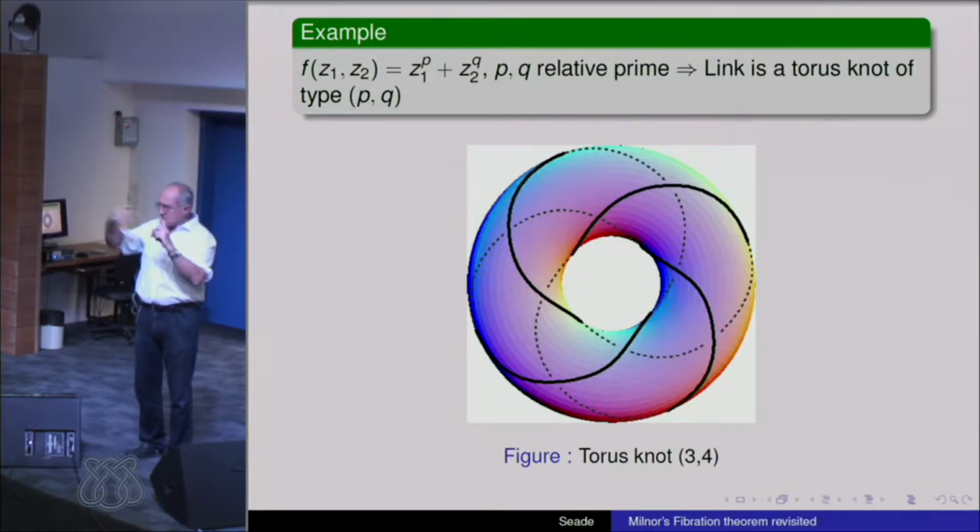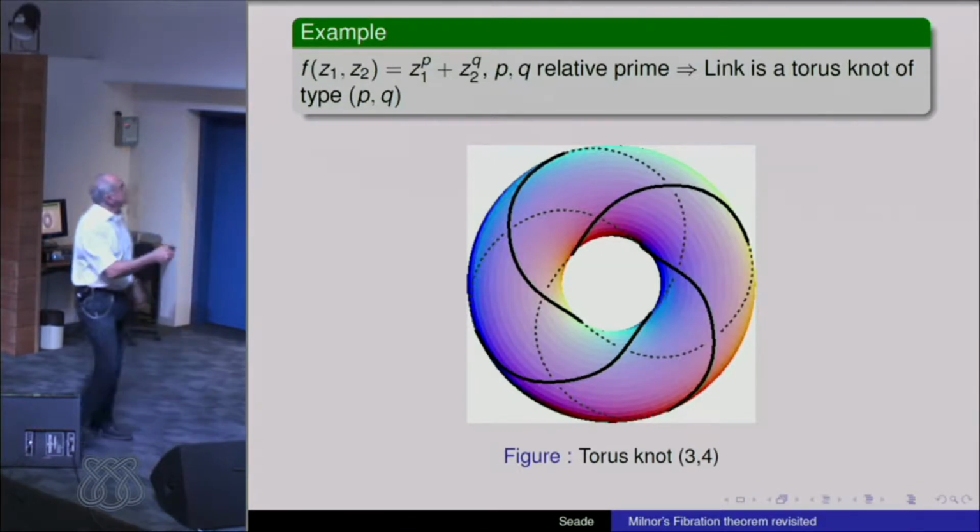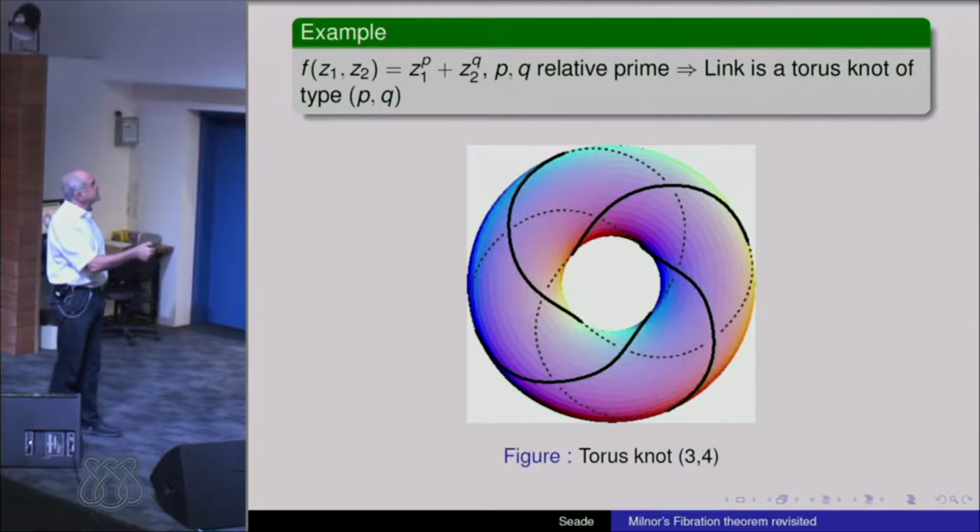If it goes P times and Q times, it's a torus knot of type PQ. Okay? And so it's an exercise to show that for these curves, the corresponding link is a torus knot of type PQ, actually QP.